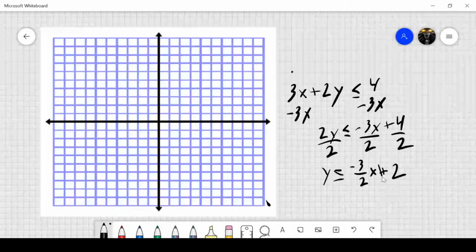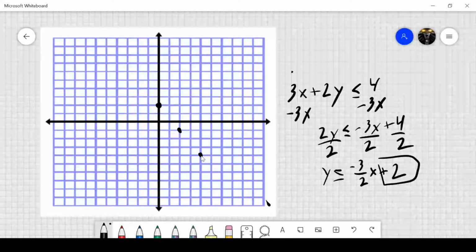So again, we look at this. We're starting at positive 2. So 2 going down 3 over 2. Down 1, 2, 3. Right 1, 2. Down 1, 2, 3. Right 1, 2. Then we go backwards. Up 1, 2, 3, and left 1, 2. Just like that.